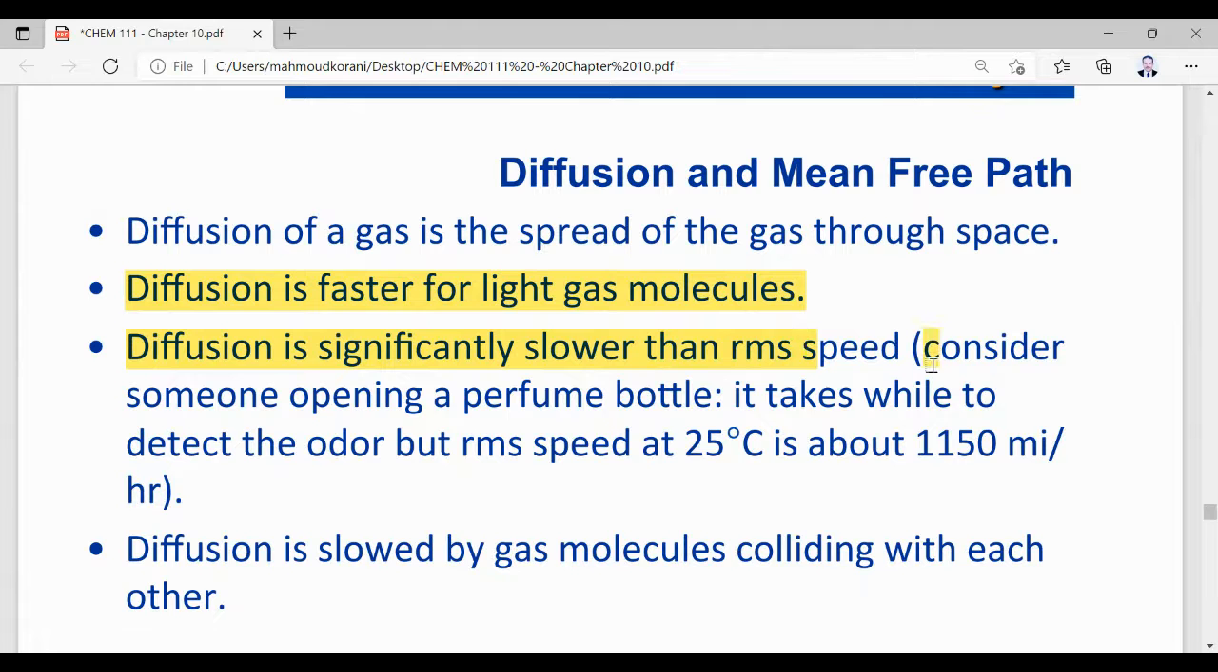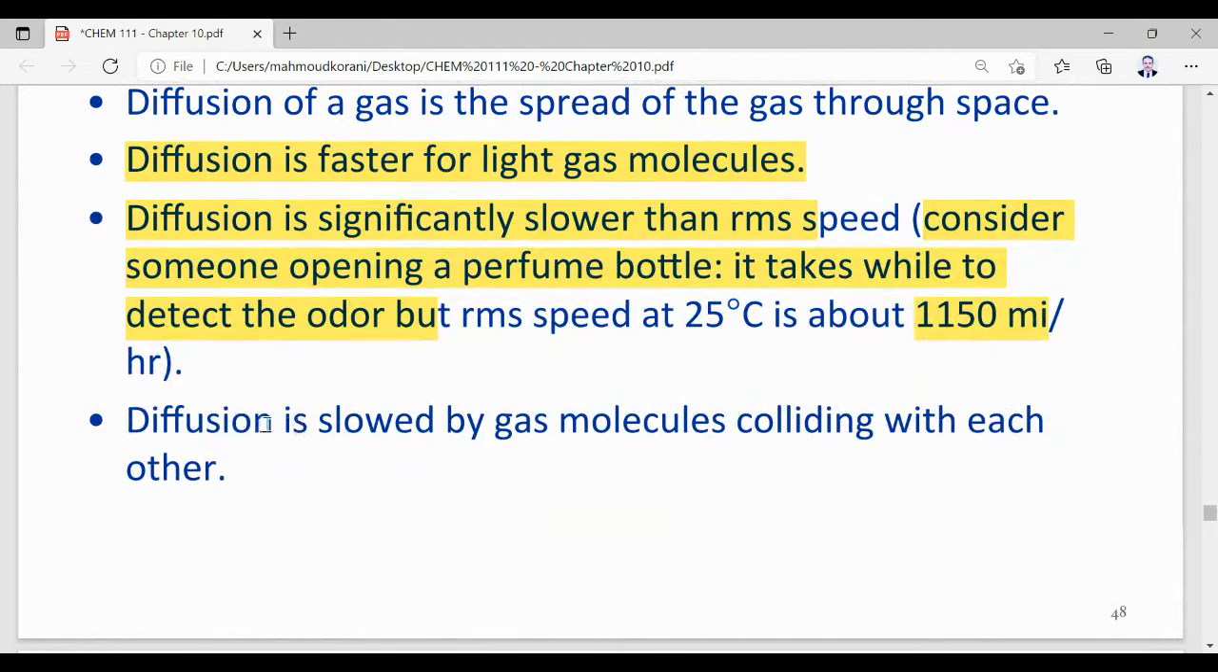Consider, for example, someone opening a perfume bottle. It takes some time to detect the odor. It takes a while, but the RMS speed of the molecule is very high, something like this value in miles per hour. So the diffusion is slower than the RMS speed. Diffusion is slowed by gas molecules colliding. If you have gases and they collide with each other, the diffusion will be small.